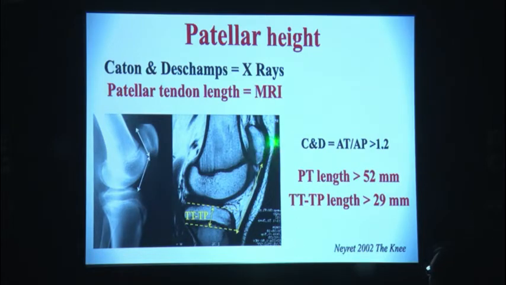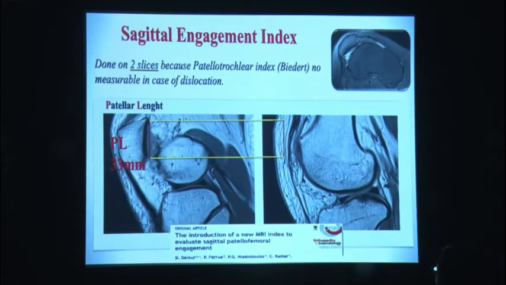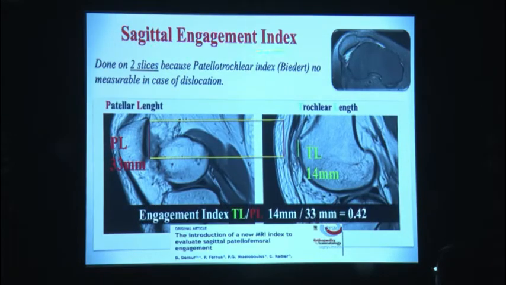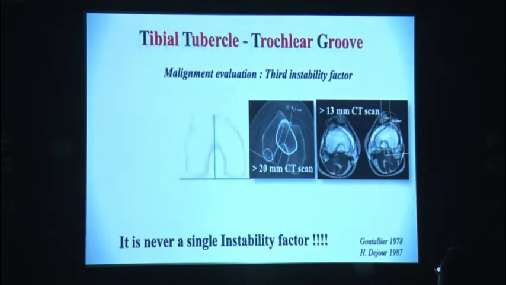You will also look at the relationship between the patella and the trochlea. And then you will be able to measure the sagittal engagement index. This is a variation of the Bitter patellotrochlear index described by Bitter. We change a little bit the way to measure it, because when you have a subluxation, you cannot use the Bitter index. So this is a superimposition between the patella and the trochlea, and you see exactly how the patella is engaged in front of the trochlea. Very important, and you will see that in the indication later.